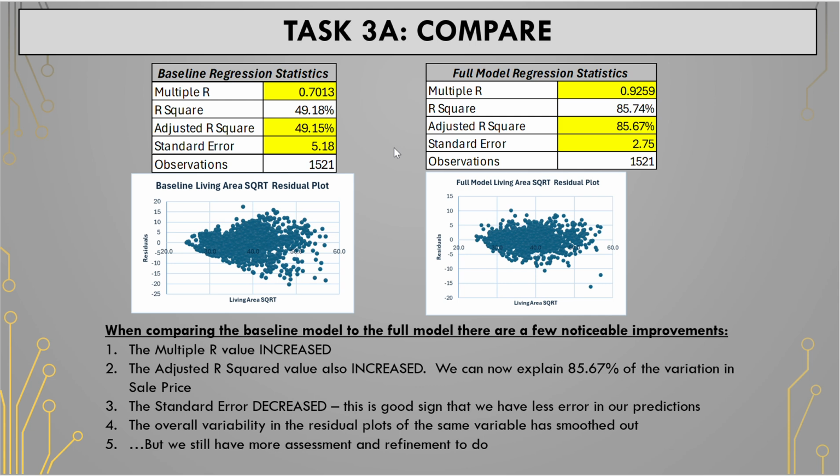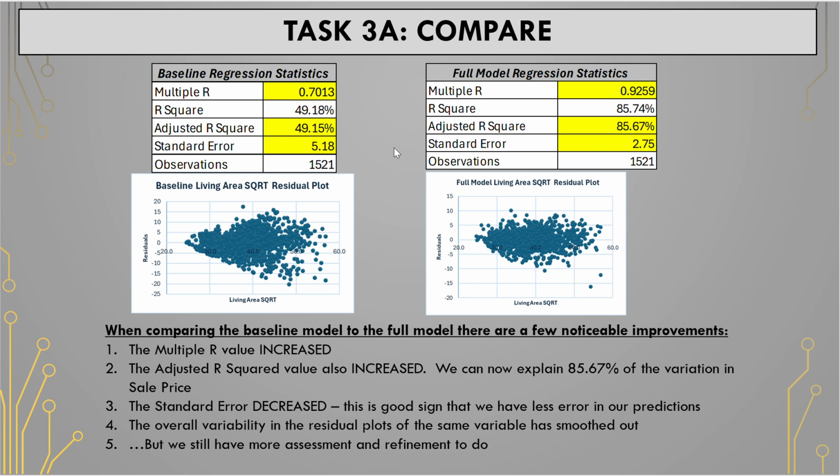Now that we have two models built, we need to compare them to see if we're actually improving the outputs that we get from each of the models, or at least from the full model. So remember, we create the baseline model as our benchmark, as just our reference point to see if adding more variables is improving the overall predictability of the model.